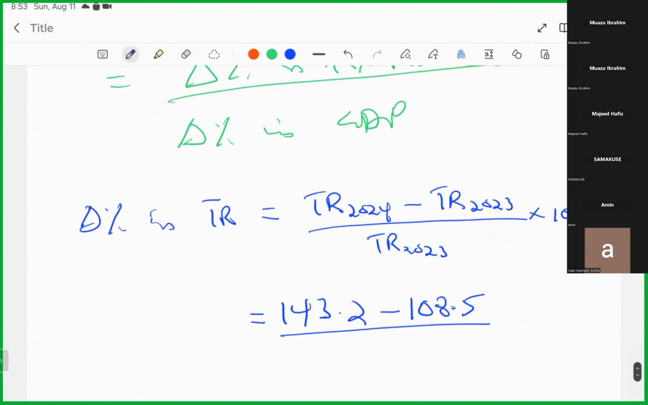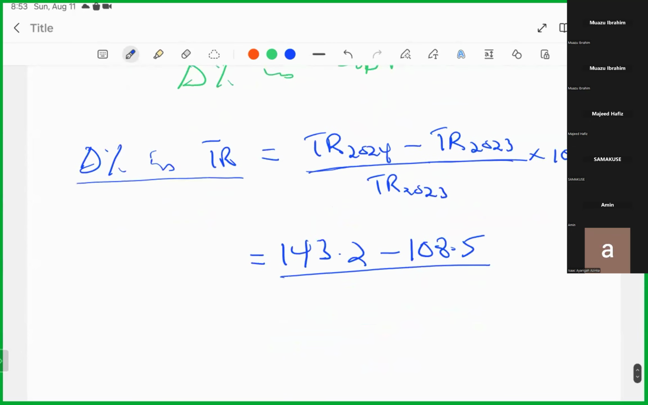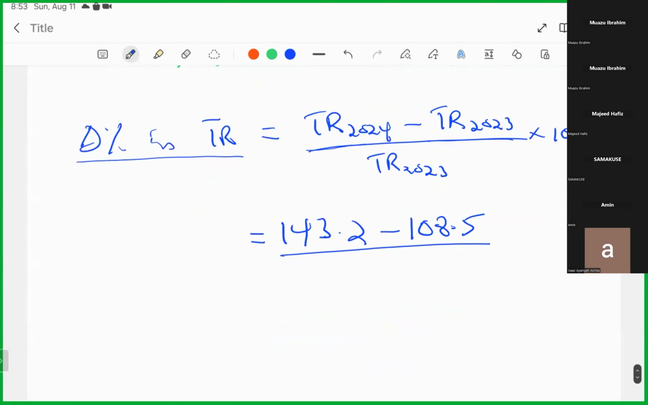Why is it the other way round? Remember, even in demand and supply, if you want to know the percentage change, it will be the new one minus the old one, divided by the old one, times 100. Thank you very much. So here will be 108.5 times 100. So what will you get?